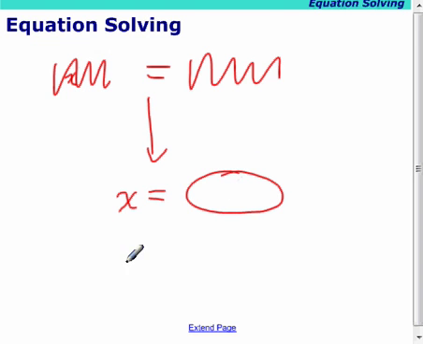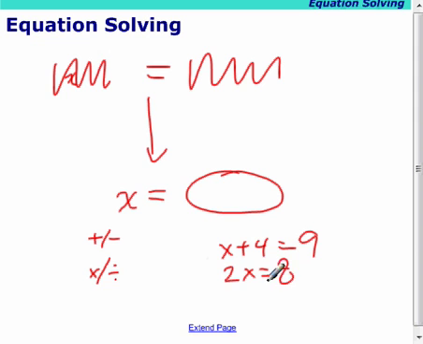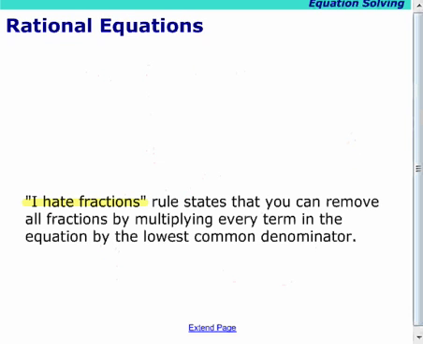We know the basic properties of solving equations, like the addition or subtraction property. If I have x plus 4 equals 9, I can subtract 4 on each side. With the multiplication division property, if I have 2x equals 8, I can divide both sides by 2. Today we'll look at some other properties that we'll use to solve rational, radical, and absolute value equations.